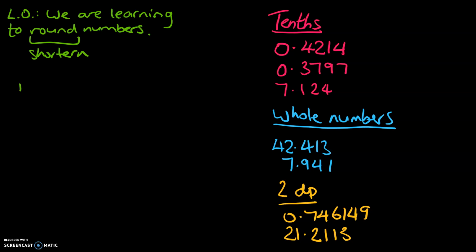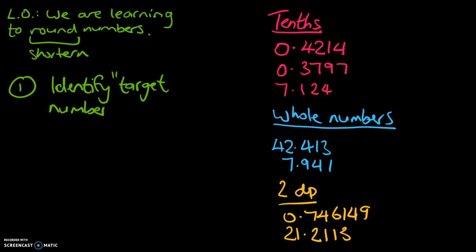Let's have a look. So the first step when you're approaching any kind of question is you need to identify your target number. And that number is often given to you or told to you in the question. So identify target number. Let's have a look at these pink questions. We've got 3 of them, and we've been asked, can we round these to the nearest tenths?